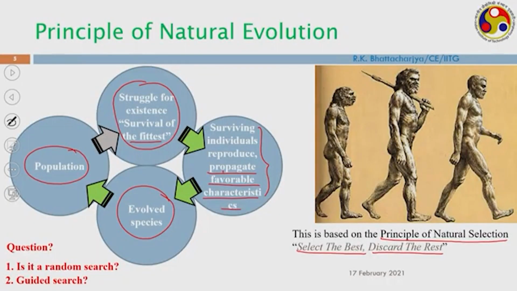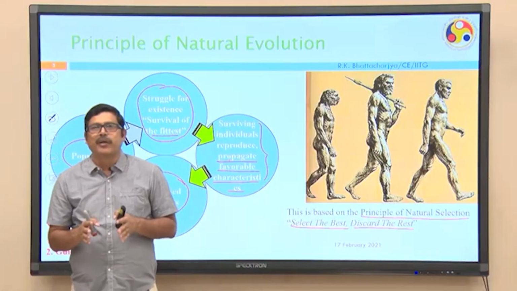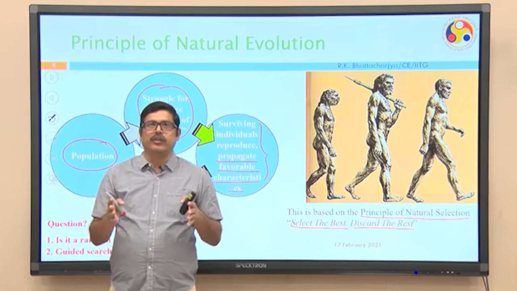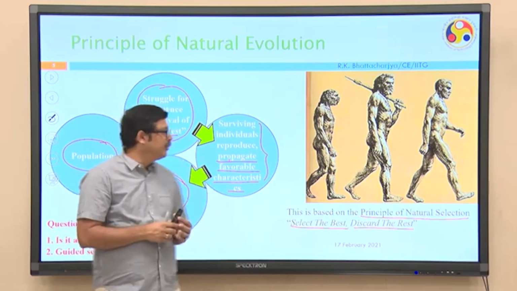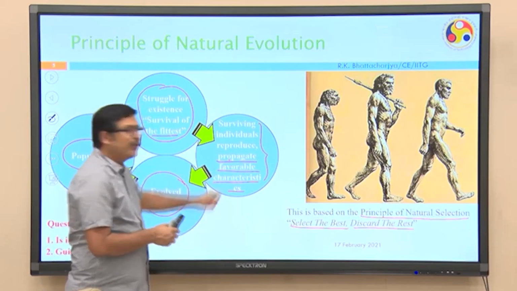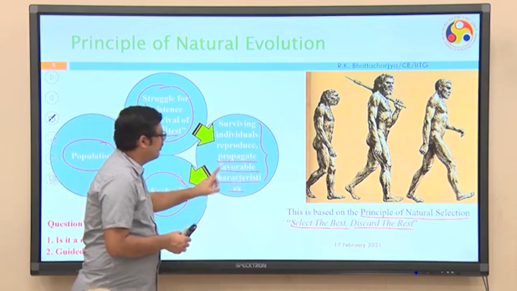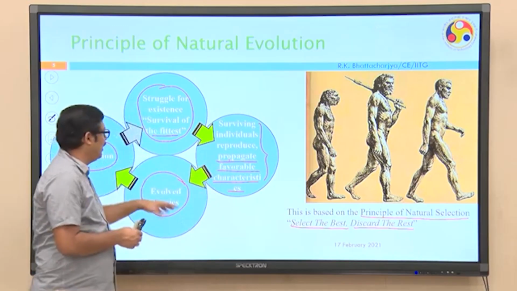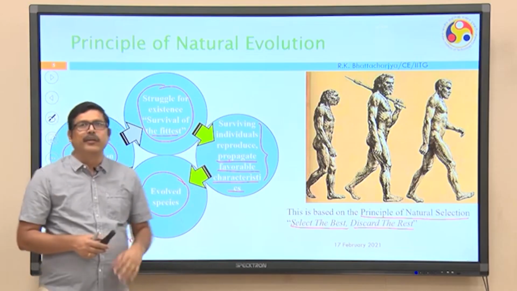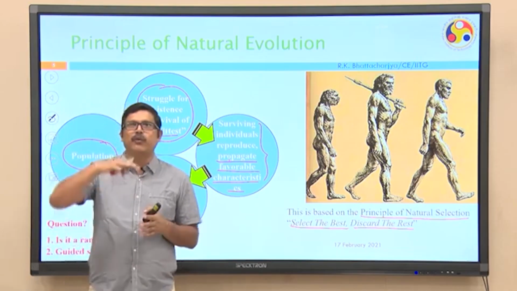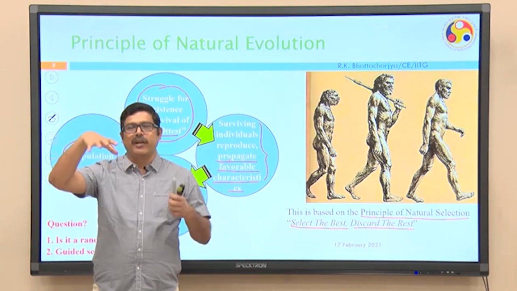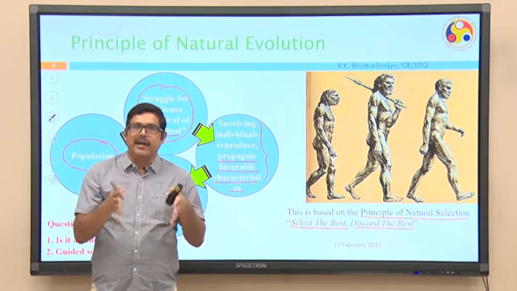So, now the basic question is, whatever is happening, I can say this is a search process. So, every time you are getting a new solution. Okay. So, how are you getting a new solution? Because they reproduce and they propagate the favorable characteristics, and due to that you are getting a new solution, and probably you are reaching some optimal solution, and they are basically in existence.